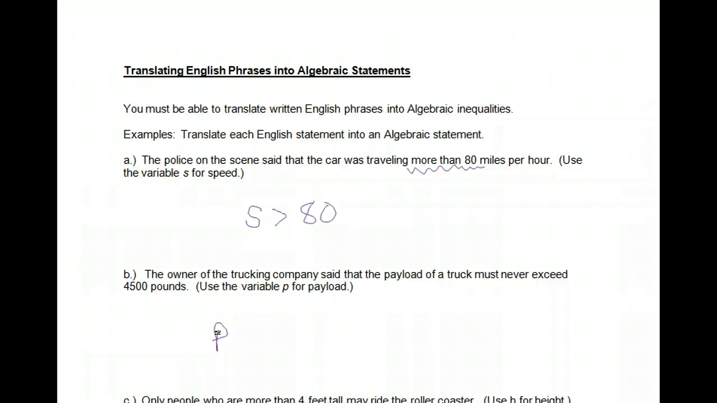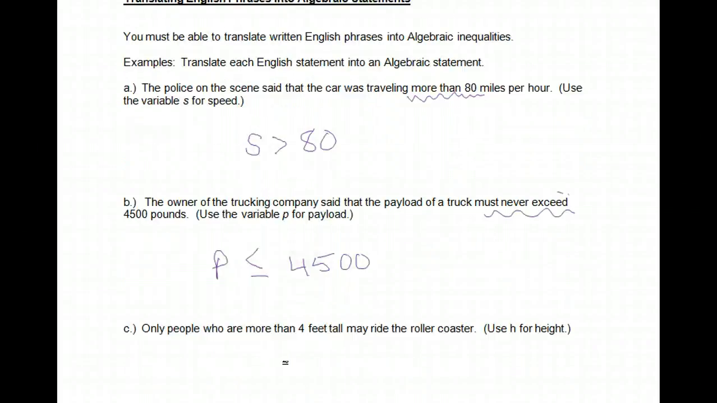Okay, by now you should have written your expression. Now your key words here are that it must never exceed. So since it cannot exceed 4,500 pounds, that means that it cannot be larger than 4,500 pounds. So it can be smaller and it can be equal to, but it can never go over. So P is less than or equal to 4,500.